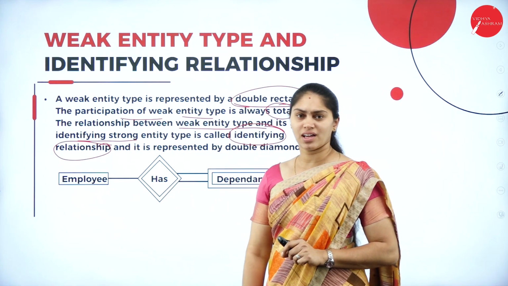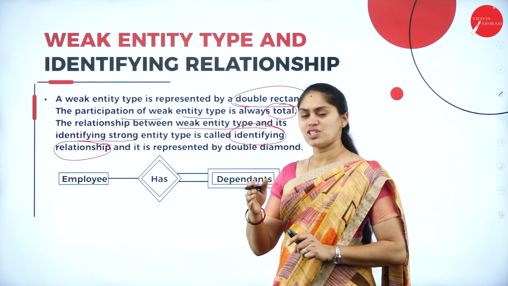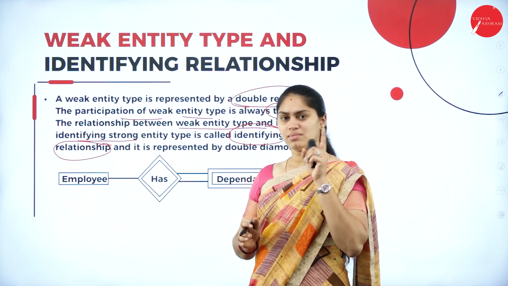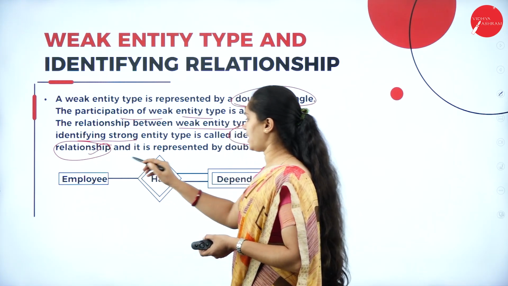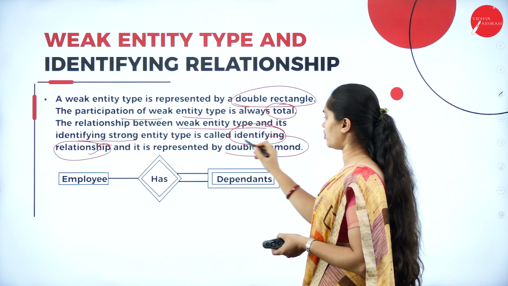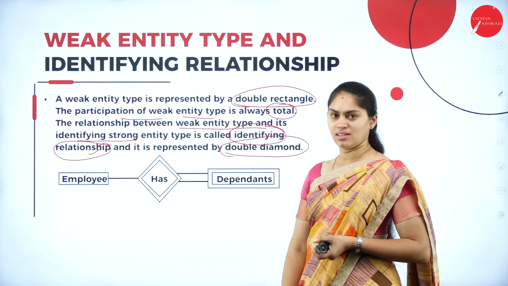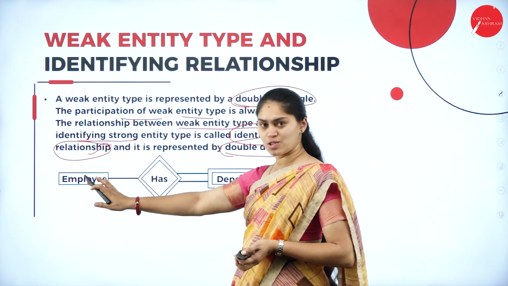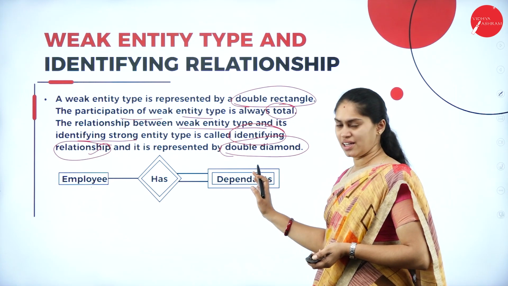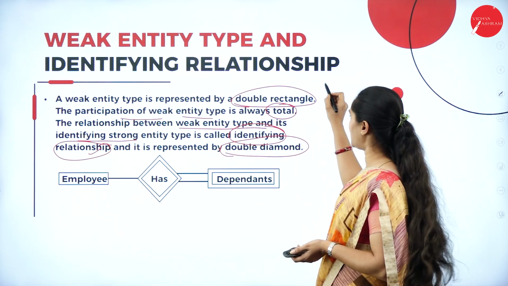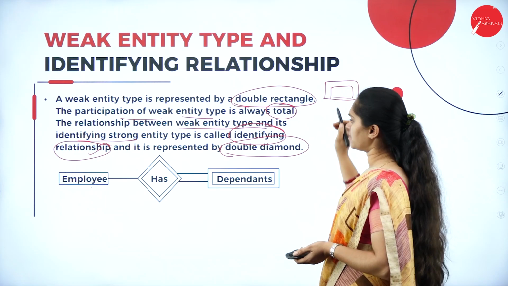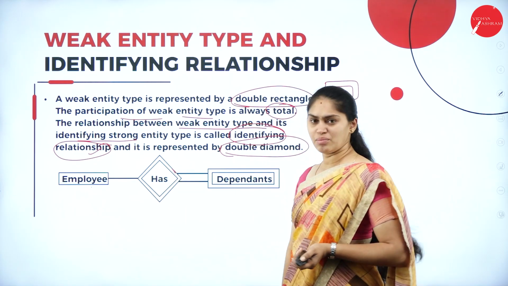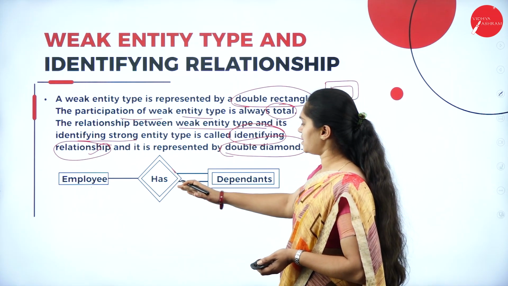Then what do we mean by identifying relationship? How do we find the relationship between the weak entity and the strong entity? When the relationship exists, we call it an identifying relationship, and that is represented by this double diamond. Here you can see this is the strong entity, and this is the weak entity. The weak entity is represented by this double rectangle, correct? And here we have an identifying relationship with a double diamond, or double rhombus shape.